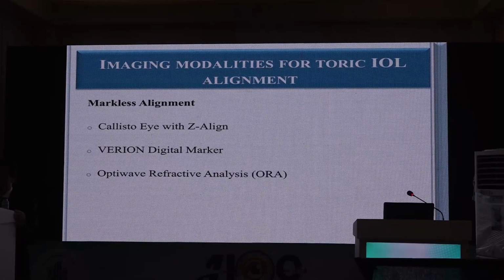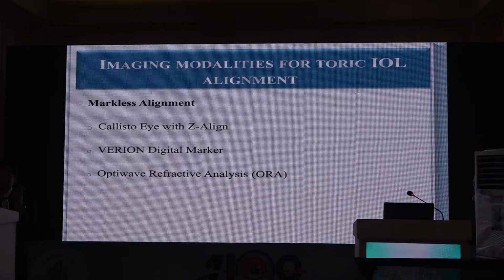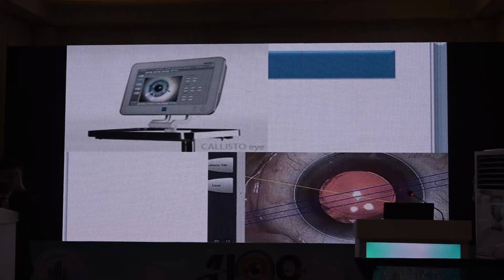Other method is markerless alignment, that is the digital method. We have Callisto eye in the Zeiss microscope, we have Verion digital marker, we have ORA, that is Optiwave Refractive Analysis. So in the Zeiss microscope, I don't have any financial interest, they have the Callisto system, wherein you get the reference marking 0, 180 degree, so you can place the incision along that axis, and then this is the axis along which you have to align the IOL.